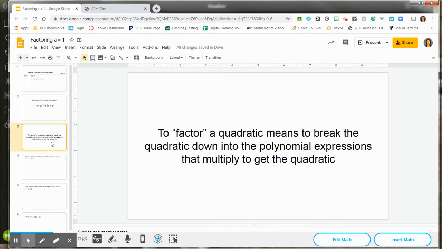And so what it means to actually factor a quadratic is we are taking our original quadratic equation that we've been provided, and we're breaking it down into polynomial expressions that when we multiply them back together, like we did when we multiplied polynomials, we should get back to that quadratic.